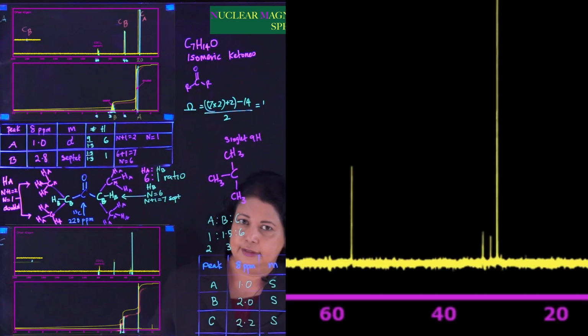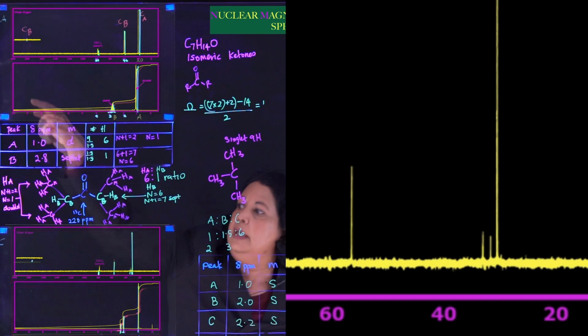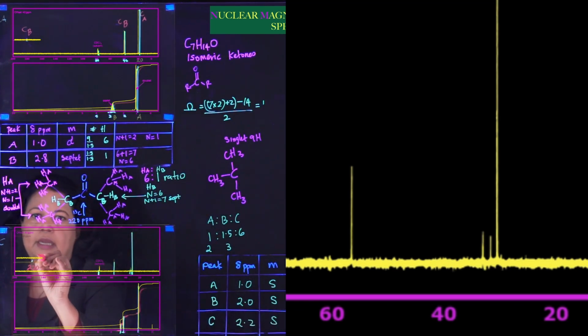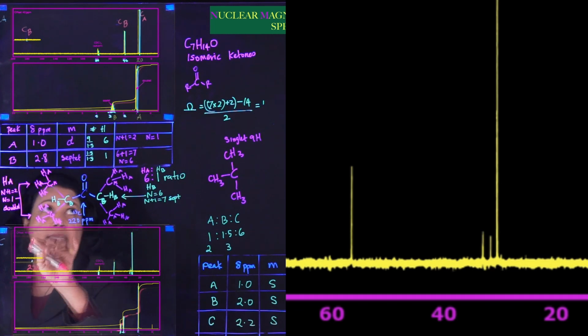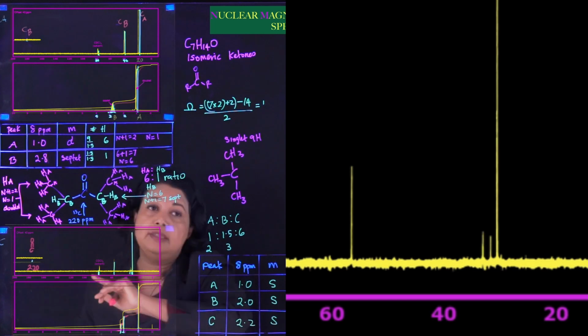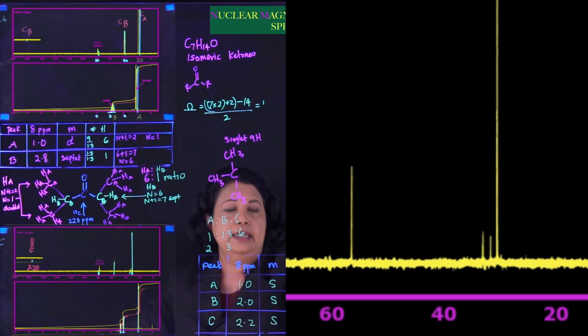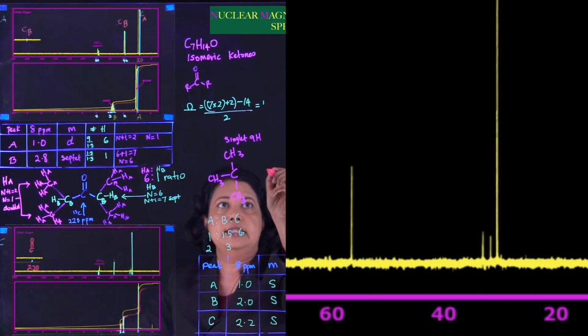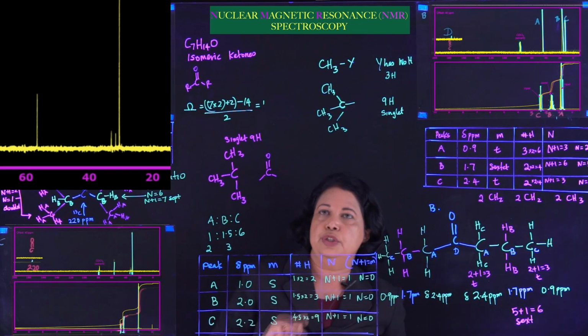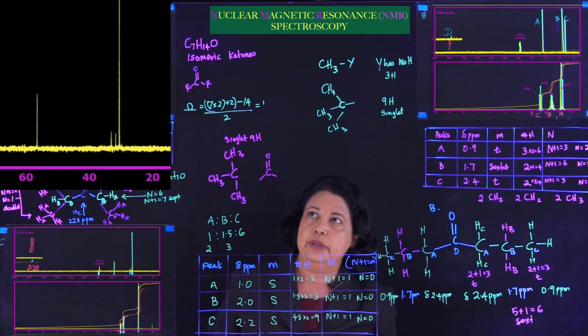What else do we have? All the way here, this is about 220. We know that is a carbonyl, and we also know we have an oxygen, and if it's that deshielded, it's definitely going to be a carbonyl. So this is another piece of the puzzle. So we have then a CH2 and a CH3 that we have to figure out where to put.